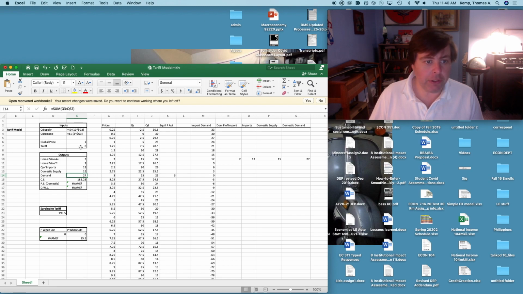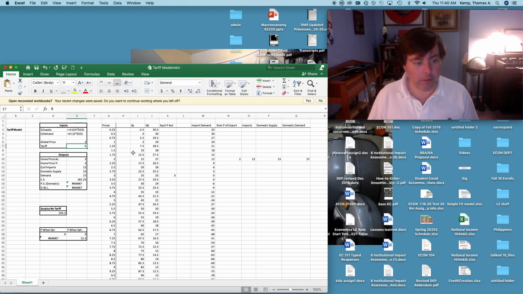If we change some of these input values, for example, if we put a tariff on this of 1, okay, we can see then that imports fall to 0. Domestic supply rises, I think it was 17 before, now it's 25. Domestic demand falls from, I believe, 27 to 25. There's changes in domestic supply and demand reflected over here. There's changes in consumer surplus. Okay, not sure why that's broken.